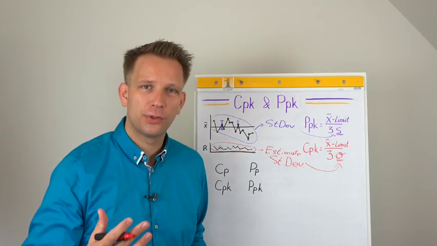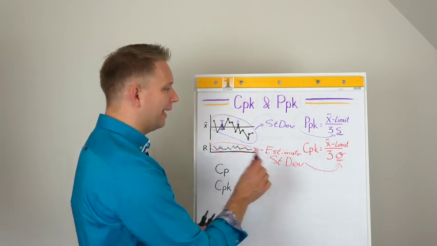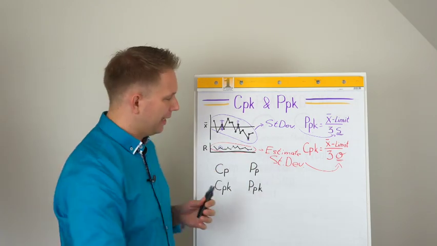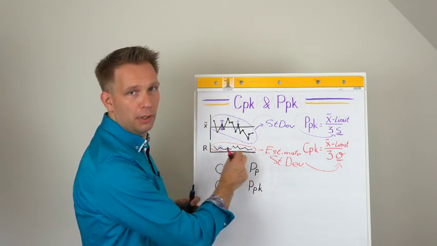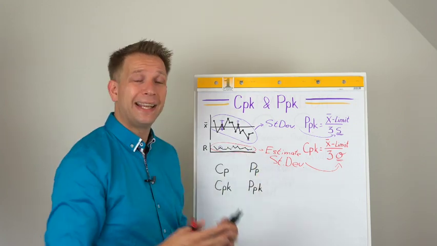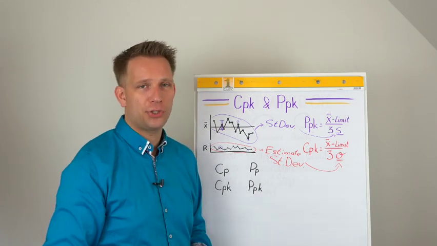Now, what are the practical consequences of this difference? It means that when we take our Cpk, we are mainly looking at the last number of points that we have, the last samples that we took. So it's a very good indicator for a short-term stability of our process.